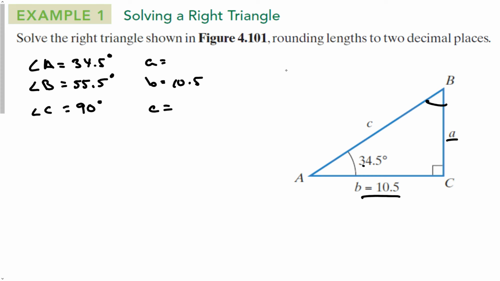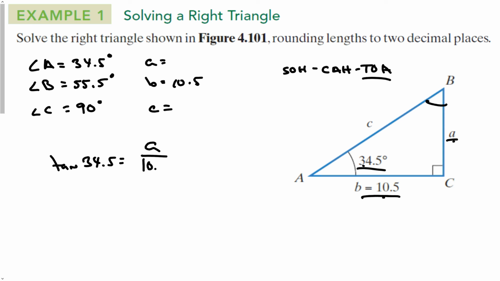If we remember, the trig ratios of a right triangle can be remembered with the acronym SOHCAHTOA. Sine is the opposite over the hypotenuse, cosine is the adjacent over the hypotenuse, and tangent is the opposite over the adjacent. So if I start with this angle, I want to know the opposite side, I know the adjacent side. That is opposite and adjacent, the tangent ratio. So I can say that the tangent of 34.5 is going to be equal to something over 10.5, the opposite over the adjacent.